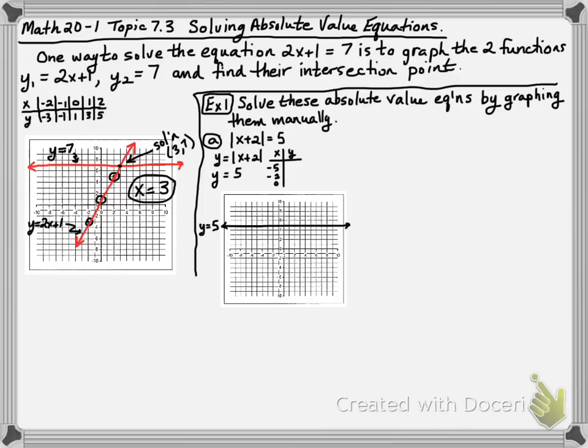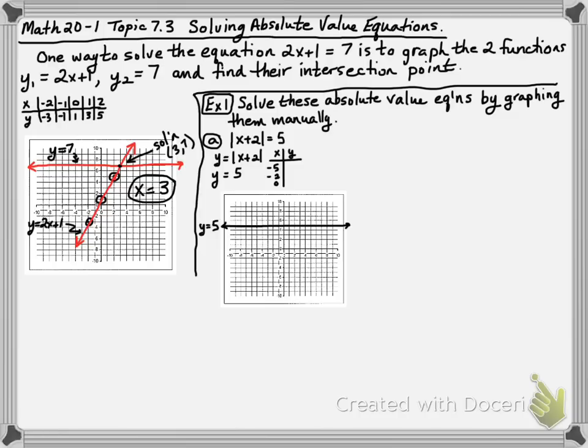Now what we're going to do is pick some points. I picked negative 5, negative 2, and 0. I picked negative 2 because that's the invariant point. That's where the graph is going to turn around and go the other way, and that's going to be the bottom of our V on our absolute value graph. And then I picked one point to the left of it, negative 5, and one point to the right of it, 0.